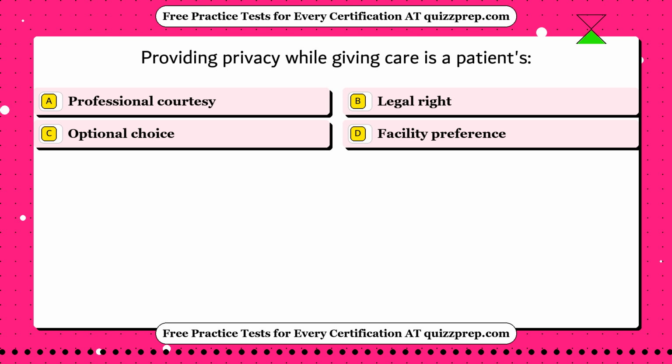Question 98. Providing privacy while giving care is a patient's: Option A, professional courtesy. Option B, legal right. Option C, optional choice. Option D, facility preference.